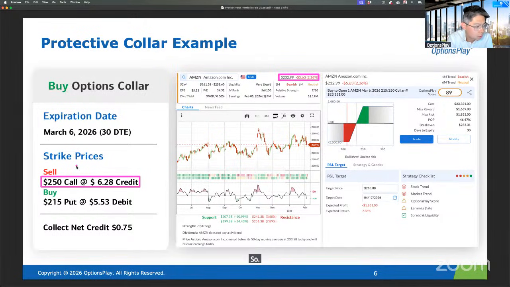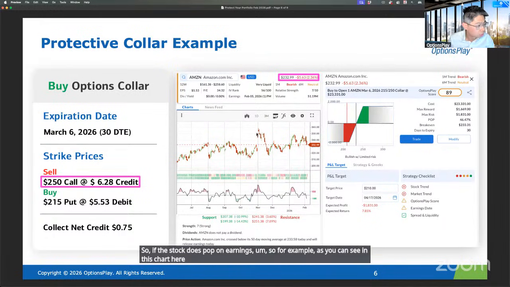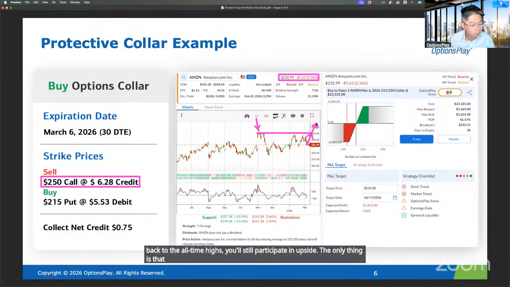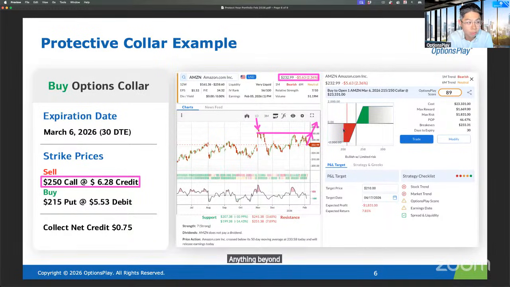So if the stock does pop on earnings, so for example, as you can see in this chart here, when it was trading at 232, 250 is all the way up here. It's essentially near the all-time highs. So if it basically gets back to the all-time highs, you'll still participate in upside. The only thing is that if, let's say, they really blow out earnings and the stock's at 260 or 270, anything beyond 250, you're not going to be able to capture.